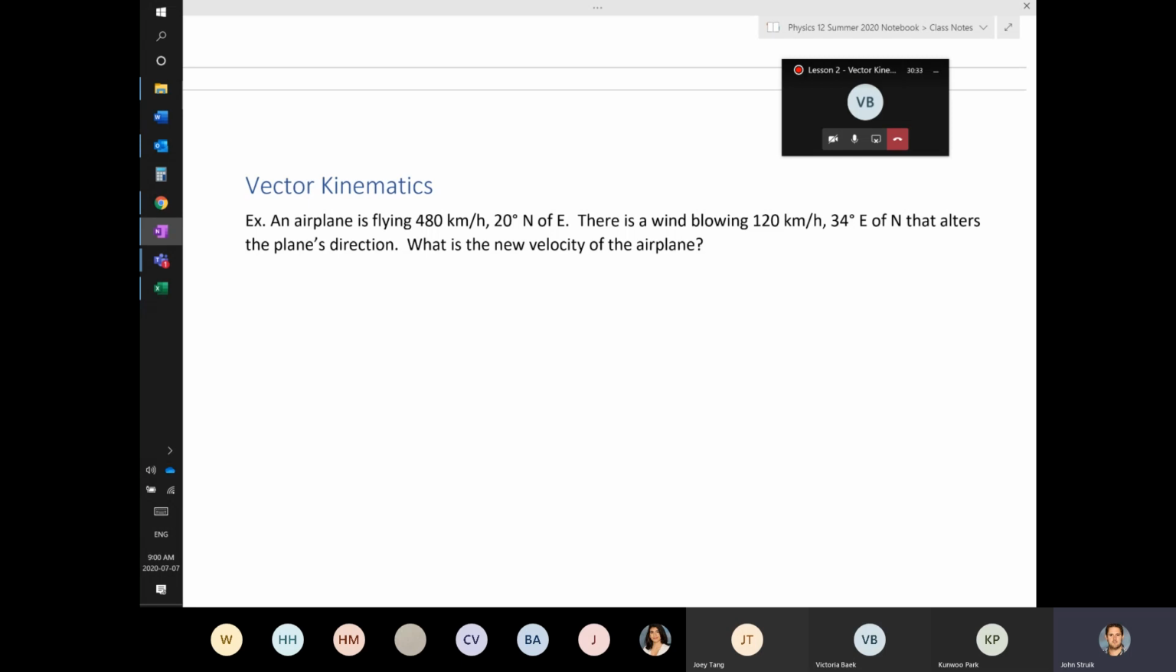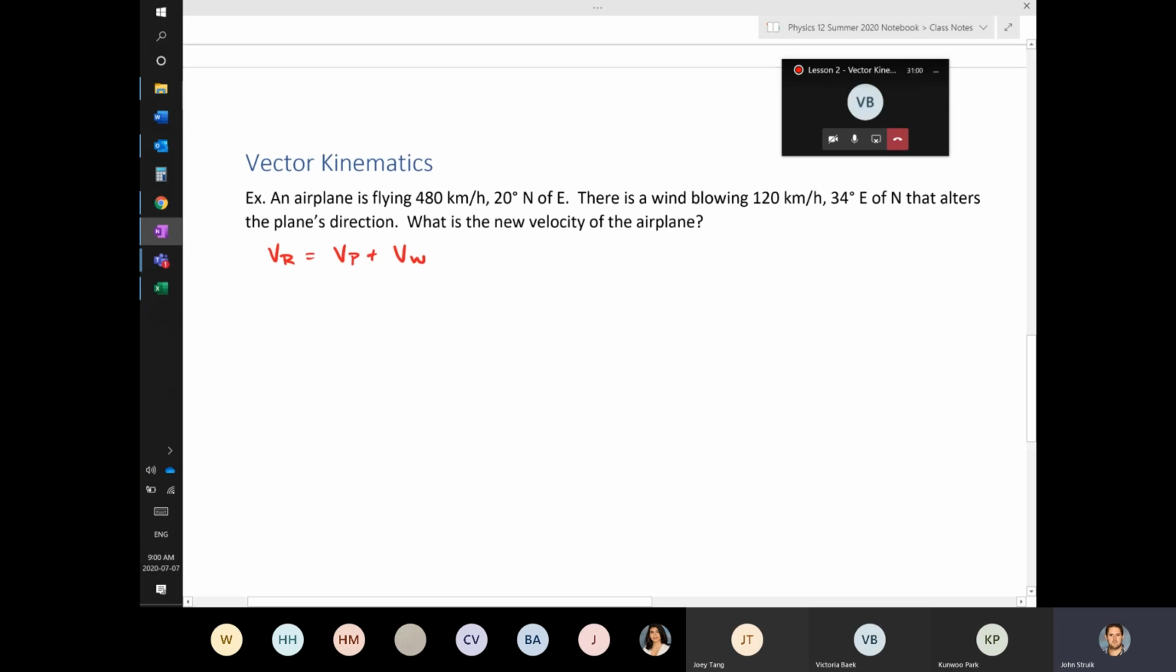So these ones aren't that tricky. The velocity of the airplane, I'm going to call it VR, the resulting velocity, is going to be the velocity of the plane plus the velocity of the wind. And it makes sense. If you're flying in an airplane and there's a wind blowing, the wind is going to blow you in the direction that it's blowing, so you're adding that to the velocity. So this is a vector addition question.